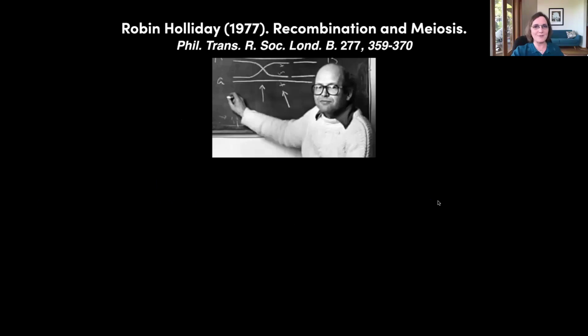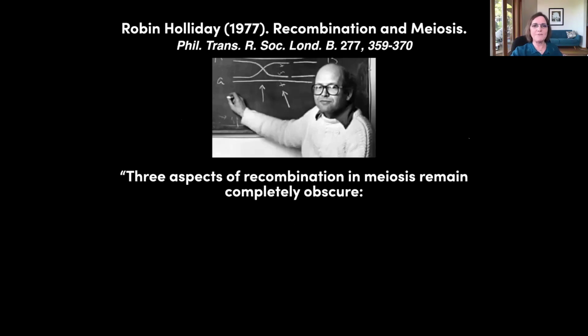So I think it's really helpful to take a historical vantage point on meiosis by looking at this review or opinion piece that was published by the late great Robin Holliday, for whom the Holliday Junction is named, in 1977. So Holliday was, of course, very interested in meiotic recombination. And in this essay, he pointed out that there were three fundamental mysteries that still remained about meiosis.